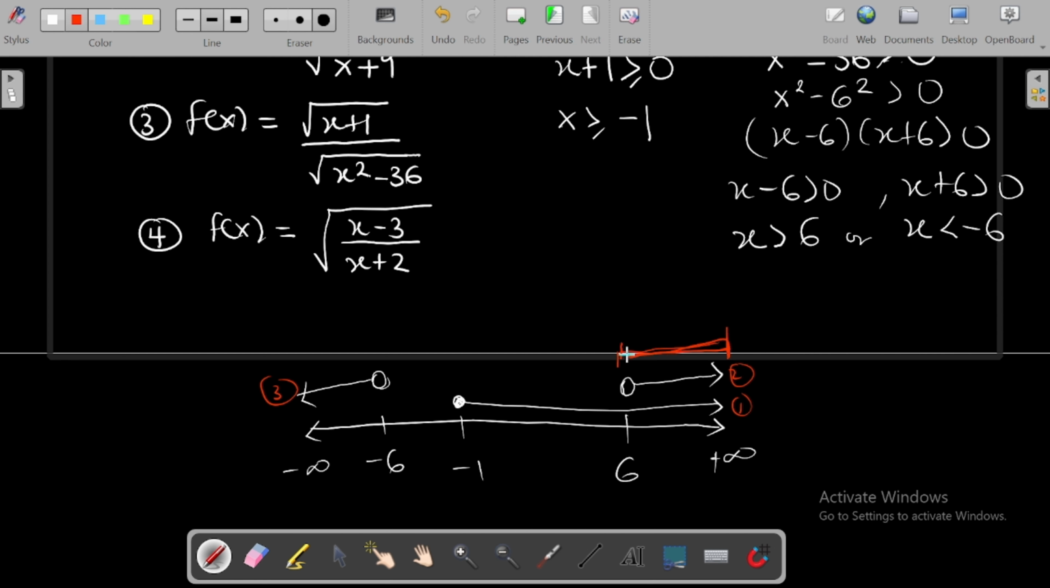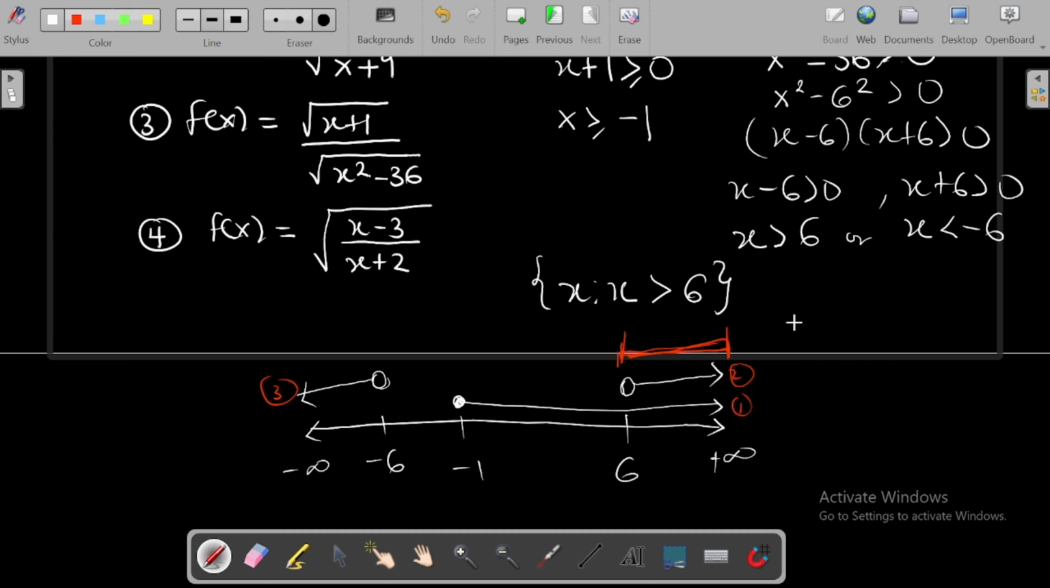But notice that they are intersecting, but not on the 6 itself, because the 6 is open and is not included as part of the domain. Okay, so from here you can simply say that the domain is x such that x is greater than 6.